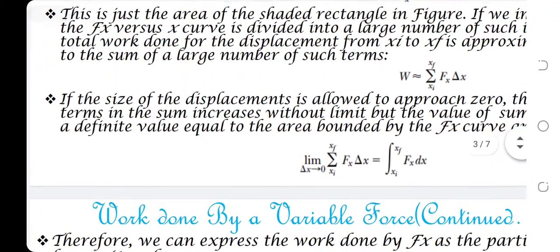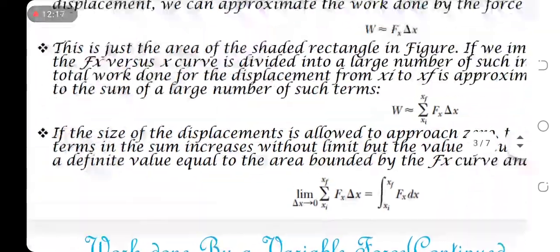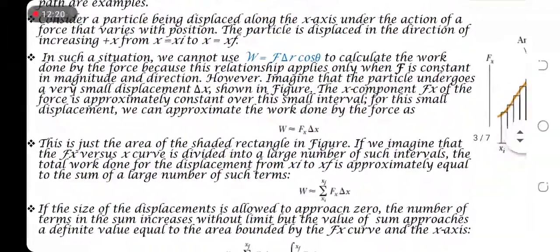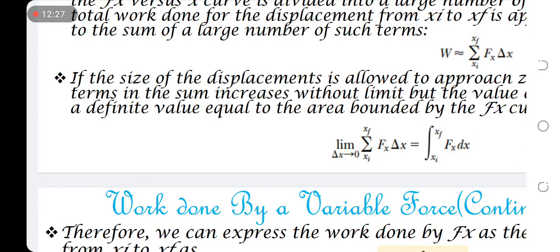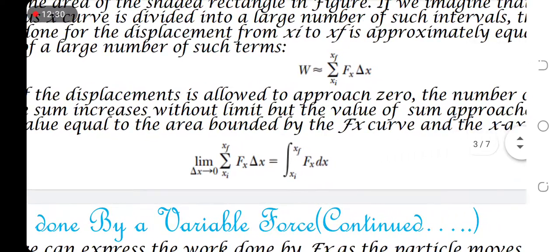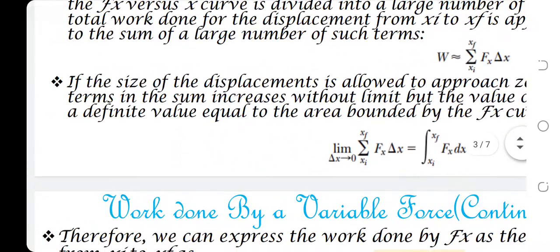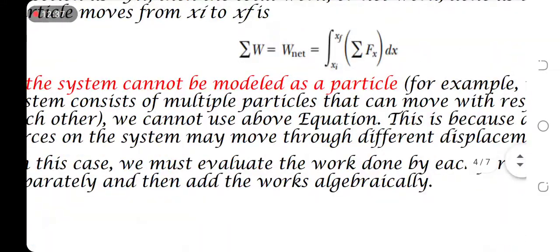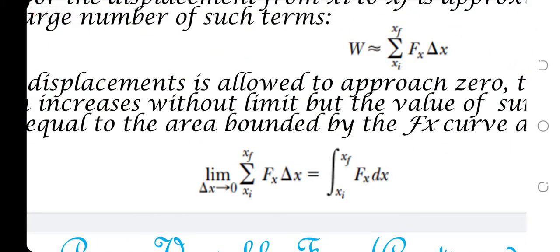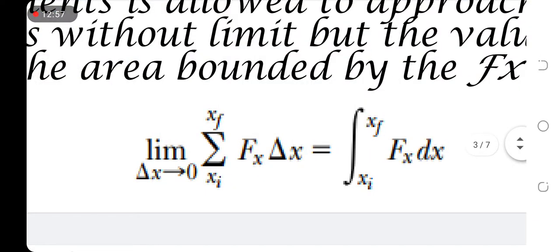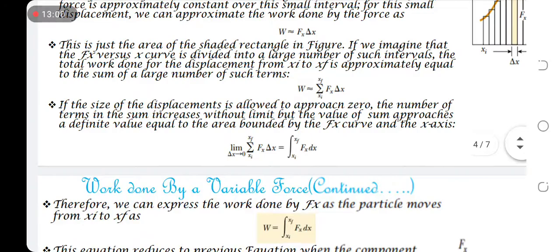If the size of the displacement is allowed to approach 0, the number of terms in the sum increases without limit, but the value of the sum approaches a definite value equal to the area bounded by the Fx curve. So, taking the sum, delta x is approaching 0, the interval will be so small that the sigma can be converted into the integral from initial to final. This is the work done by a variable force.